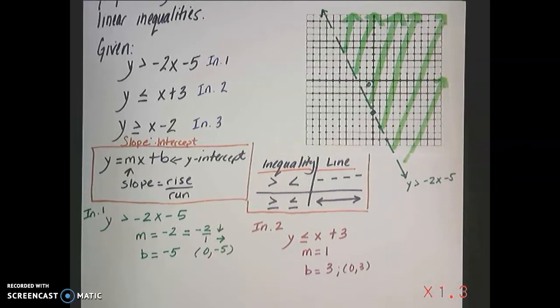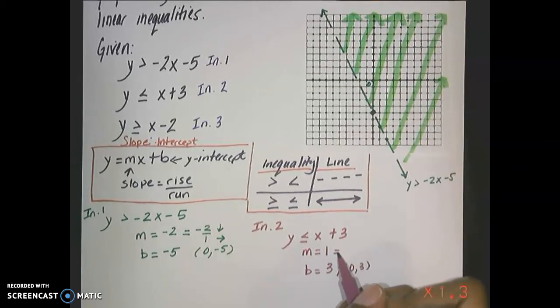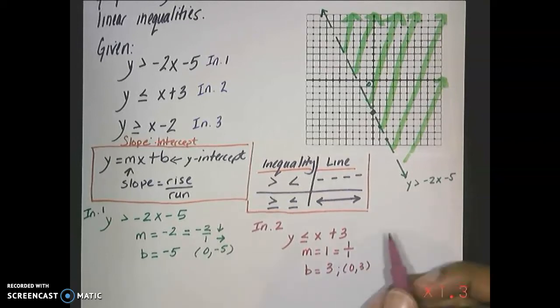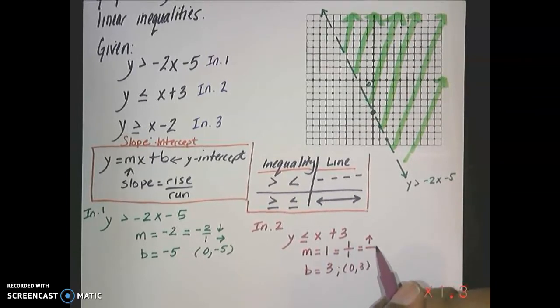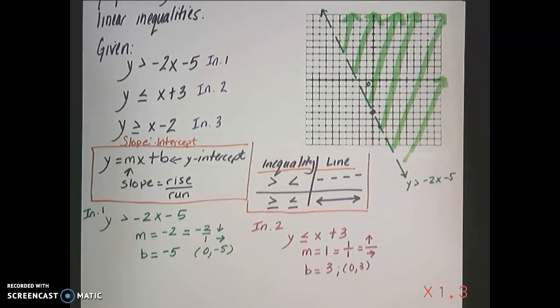at 0, 3. Now, given that my slope is rise over run, I know I can write this 1 as 1 over 1. So since it's a positive 1 over a positive 1, then I know that my direction is I'm going to go up 1 and to the right 1. So first, let me start off at 0, 3.